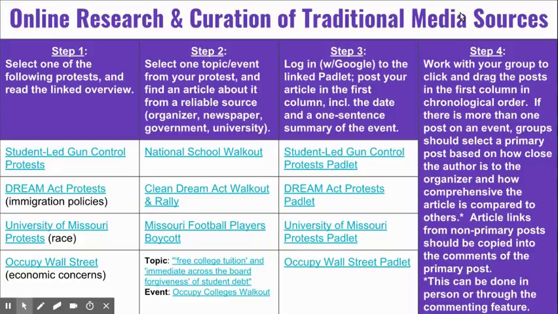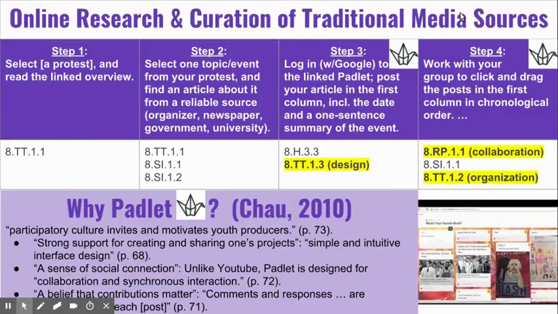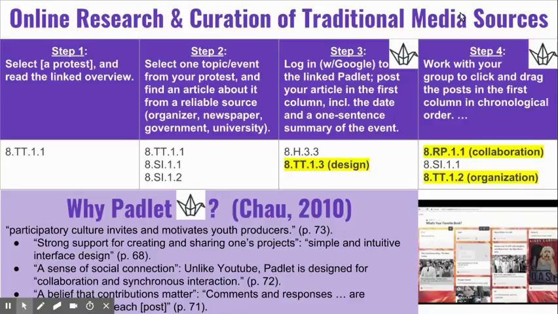Students then post their articles in the linked Padlet, along with the date of the event and a one-sentence summary about the event. After everyone in a group has posted their article, the group will work to put them in chronological order. Each step in the first stage is aligned to one or more of the North Carolina Essential Standards, listed on the last yellow slide.